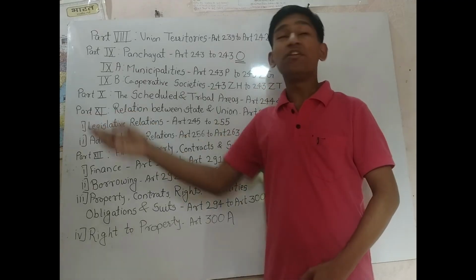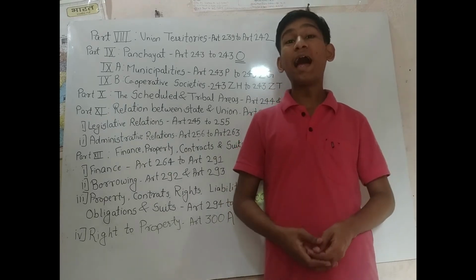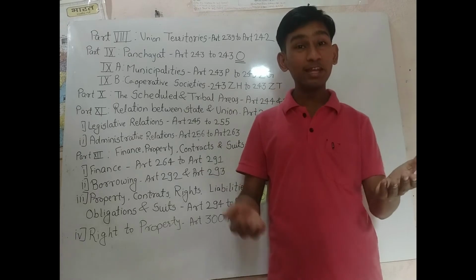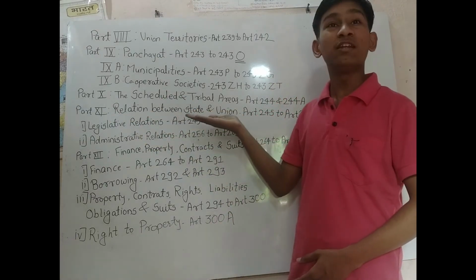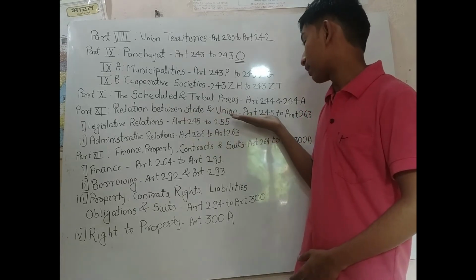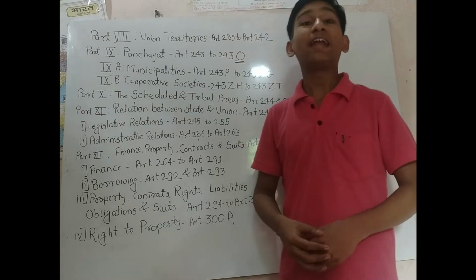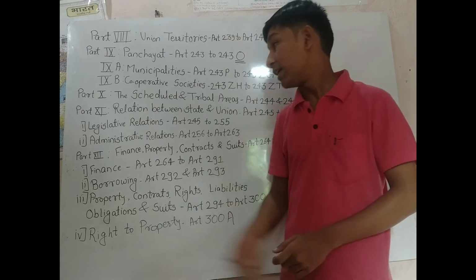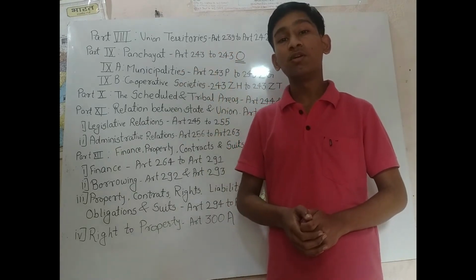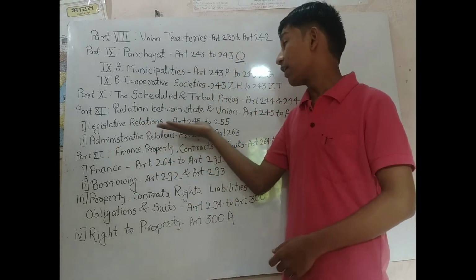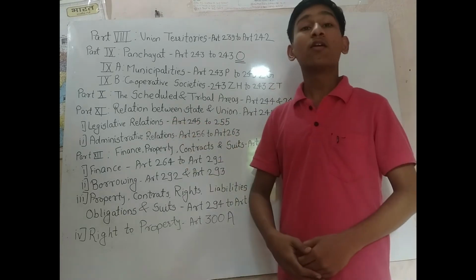Now part 11, which is drafted to maintain the coordination between the central government and the state government, namely the union and the states, which is relation between the states and union, lying between Article 245 to Article 263 of the Constitution. And the first chapter in this part is the legislative relations. All the types of legislative relations are mentioned in Article 245 to Article 255 of our Indian Constitution.